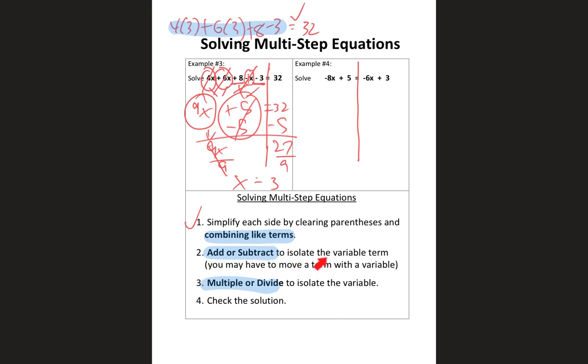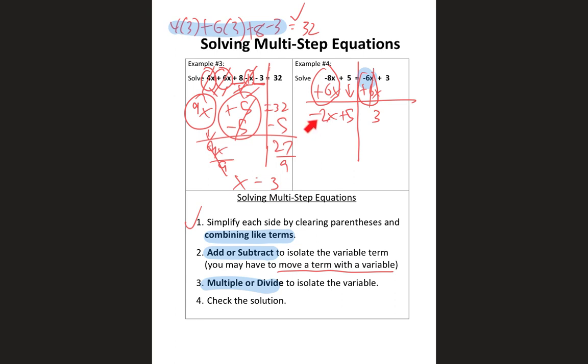Now we're going to add or subtract to isolate the variable term. You may have to move a term with a variable. So that's what we're going to do now. I see the negative 6x over here, but I want it to move over here. Remember, if we cross this line, I can't just move it. I have to do the opposite. So I'm going to add 6x. Then going from left to right, negative 8x plus 6x gives me negative 2x. Now I'm going to bring down that plus 5. These opposites cancel out. I'm going to bring down my positive 3.